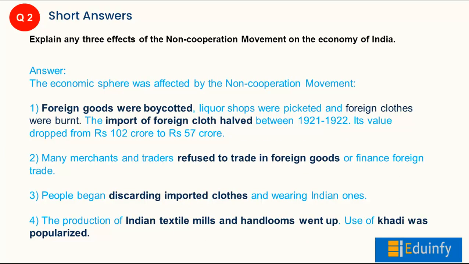Explain 3 effects of the non-cooperation movement on the economy of India. Foreign goods were boycotted. Liquor shops were picketed and foreign clothes were burned. The import of foreign clothes halved between 1921 and 1922. Its value dropped from rupees 102 crore to rupees 57 crore. Many merchants and traders refused to trade in foreign goods or finance foreign trade. People began discarding imported clothes. The production of Indian textile mills and handloom went up.